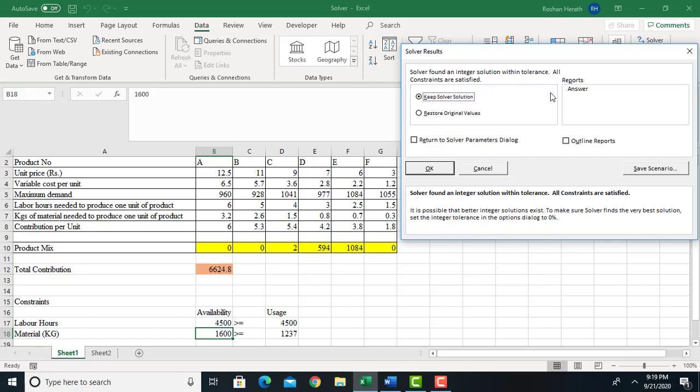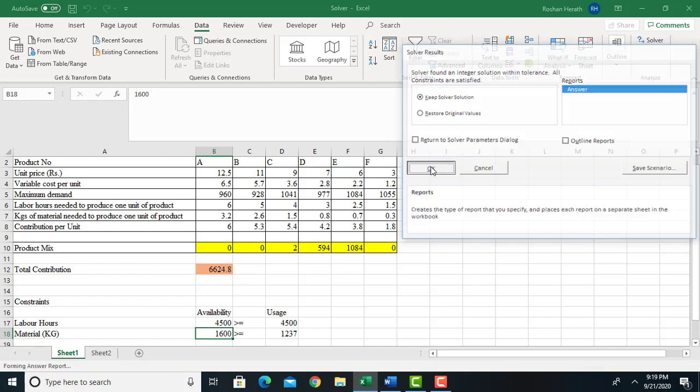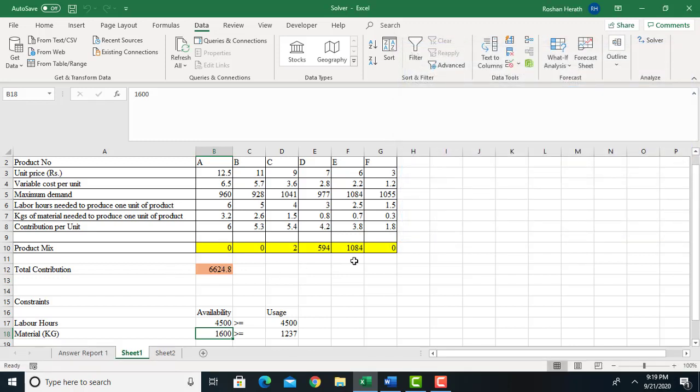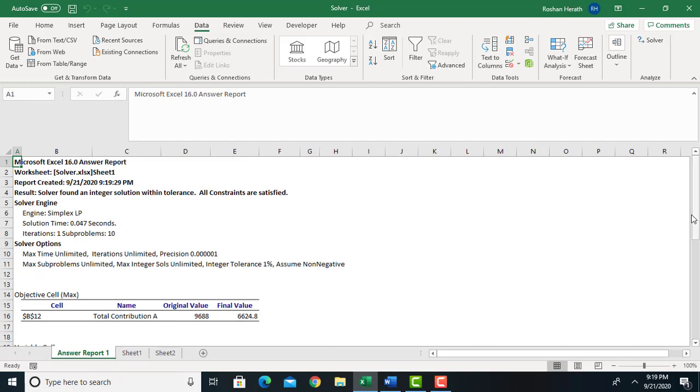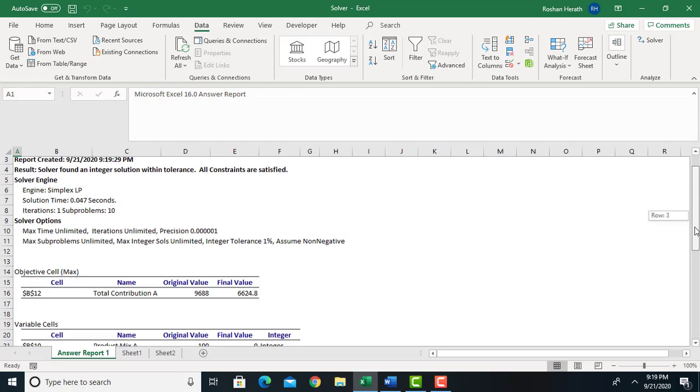And on the other side, you can see that the reports are there. You can see the answer report. If you want to take a kind of report of this, you can get that. And it is recommended to take a report on this, right? You may select that. So keep solver solution and the answer. Then you can say OK. Click OK. So the answer would remain, it has satisfied all the constraints. And also if you go to the answer report, you can see the answer report has been generated.